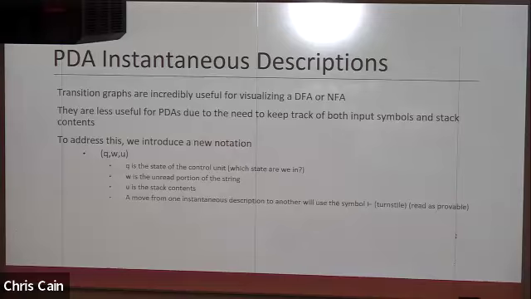Now we can see that a move from one instantaneous description to another will represent one transition, one of the legal transitions that we could take. And it tells us everything that we would need to know about what happened in that transition. So the transition character now is this turnstile symbol. It's useful in discrete math to be able to say it is provable that we can reach the destination from where we came from.